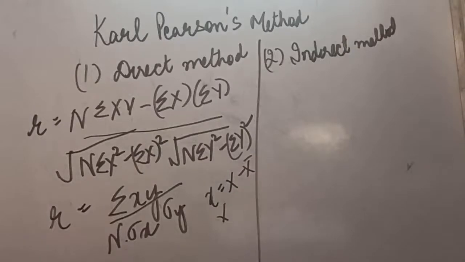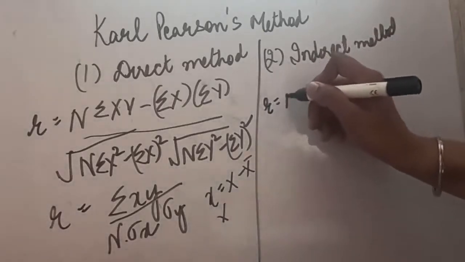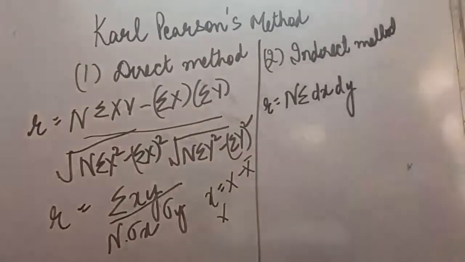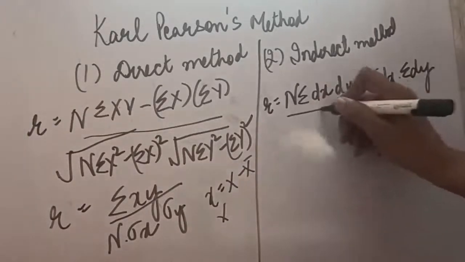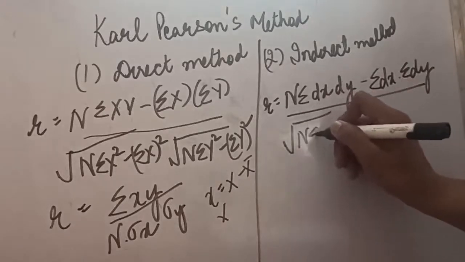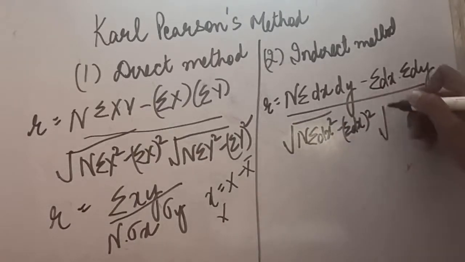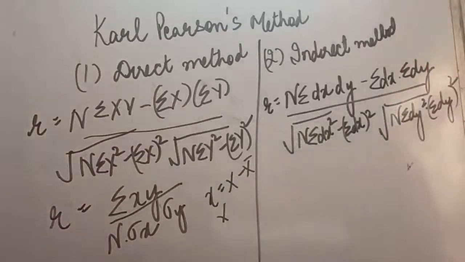Next, coming to the indirect method. The indirect method can be applied when you know that the values are very large. There you can apply the indirect method. So here the formula will be like this only, we will have dx and dy, because here we are going to work with the assumed mean: n sigma dx dy minus sigma dx into sigma dy, divided by under root n sigma dx square minus sigma dx whole square, next, under root n into sigma dy square minus sigma dy whole square. So these are the two methods with the help of which you can calculate the coefficient of correlation.